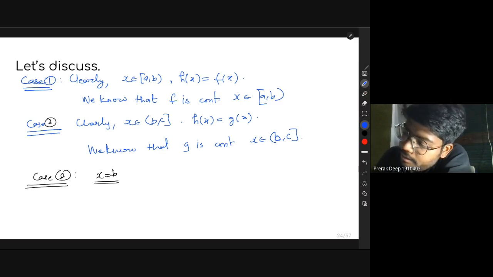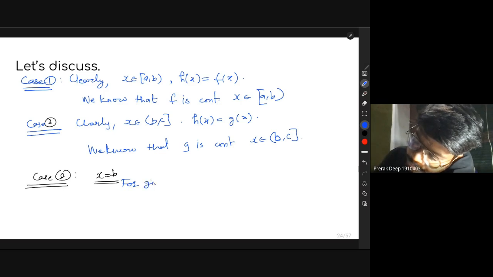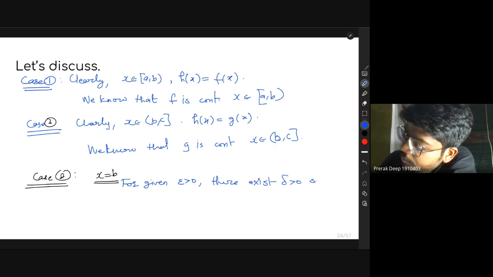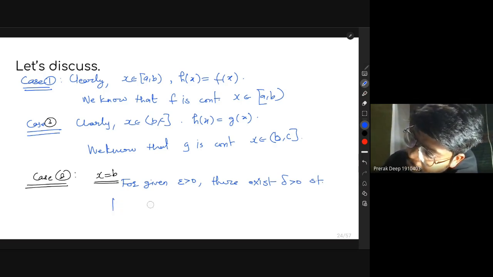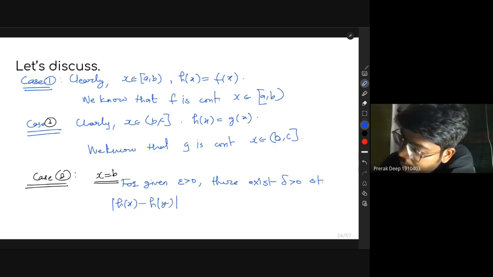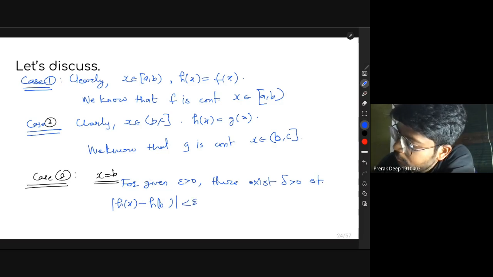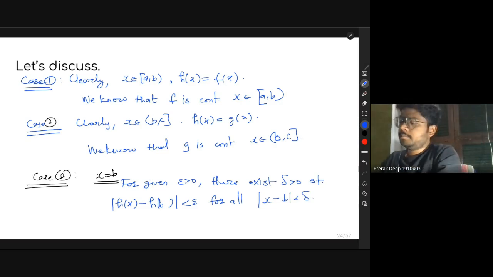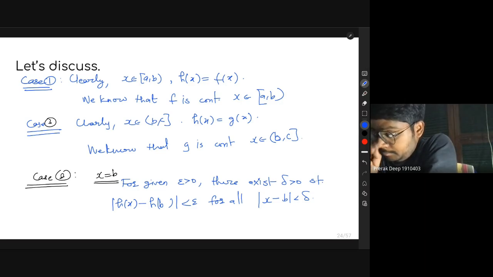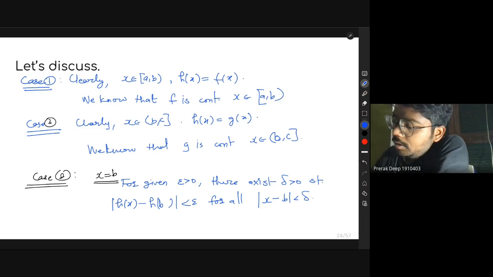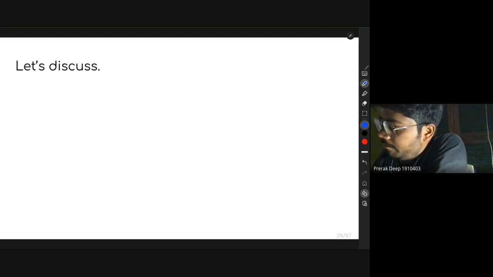So what is the definition of continuity? For a given epsilon greater than 0, you need to find a delta greater than 0 such that |f(x) - f(p)| is small for all x with |x - p| smaller than delta. It is better if I draw the real line.